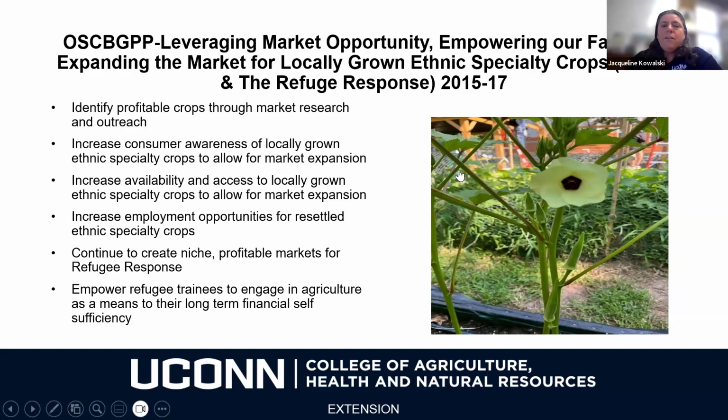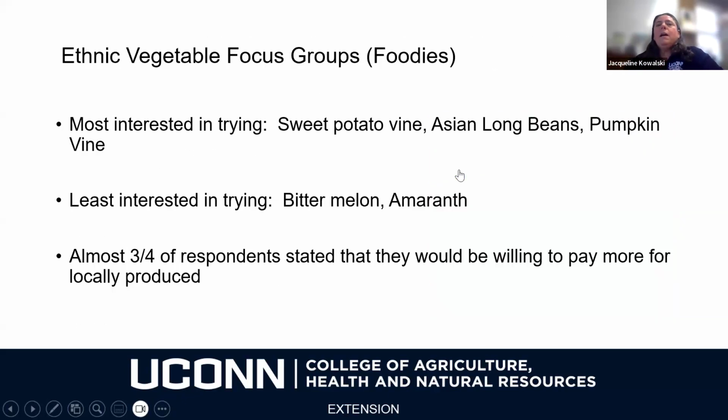So what Refugee Response was able to do to start the program off was a number of informal surveys, and those surveys were to 3 different audiences. The first audience was their current CSA and friends customers and lists. And we looked at 10 different vegetables.